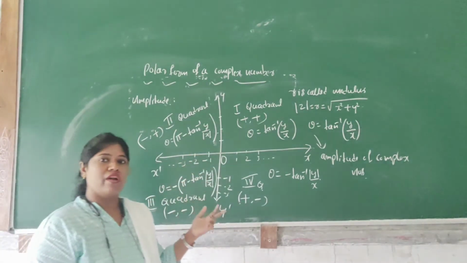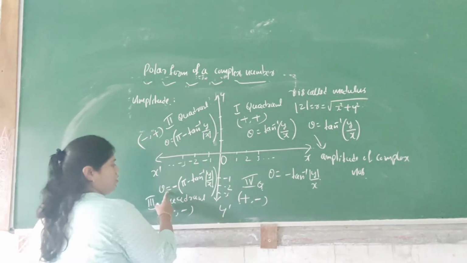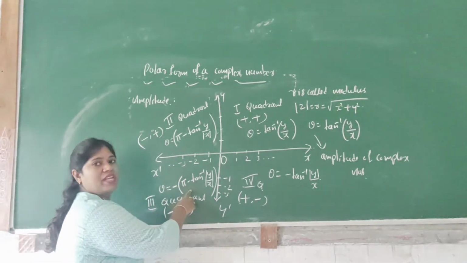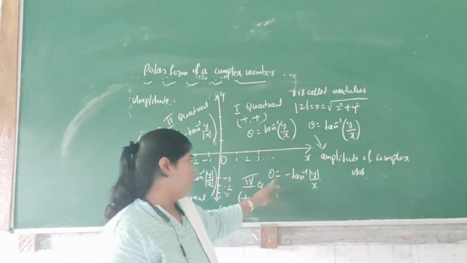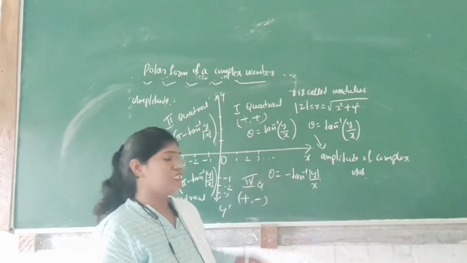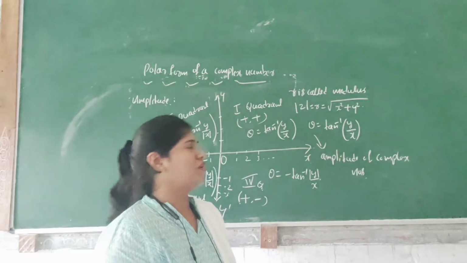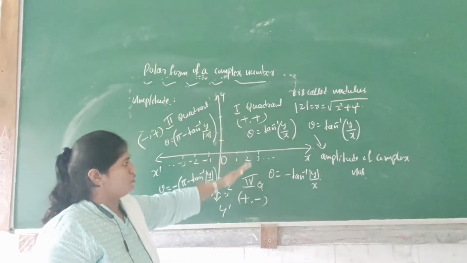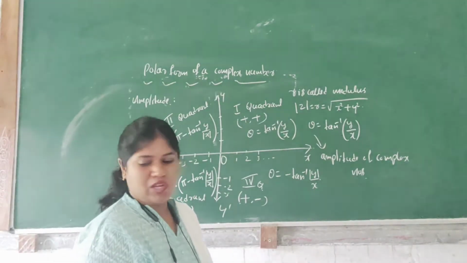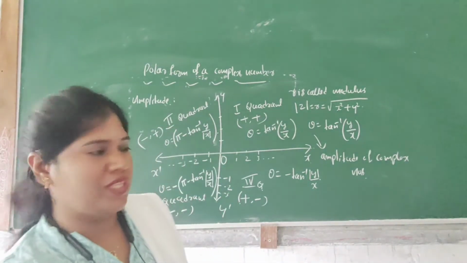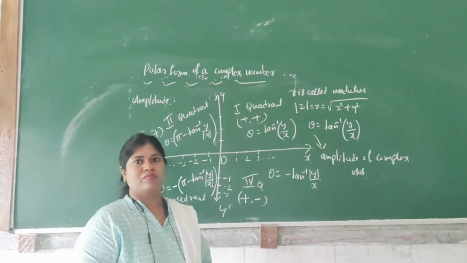If the complex number is in the third quadrant, we have to write theta is equal to minus of pi minus tan inverse of modulus of y divided by x. If it is in the fourth quadrant, theta is equal to minus tan inverse of modulus of y divided by x. You have to write this neatly. You should know this rule. Then only you can solve the problem. Otherwise, you won't get the right answers.